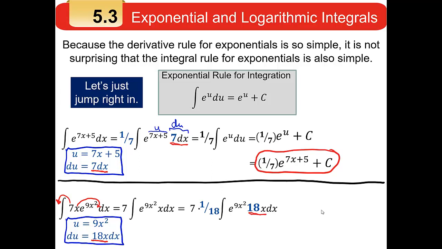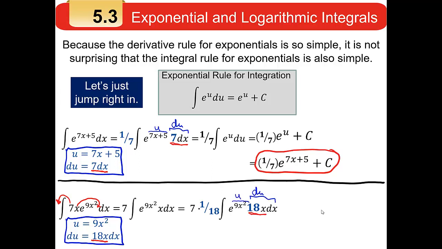Then you notice that it's missing an 18. That's okay because it's just a constant. I can put an 18 in as long as I multiply by 1/18 on the outside. Those are the sorts of skills that you need to practice over and over and over again until they become second nature. So now I can do the substitution.